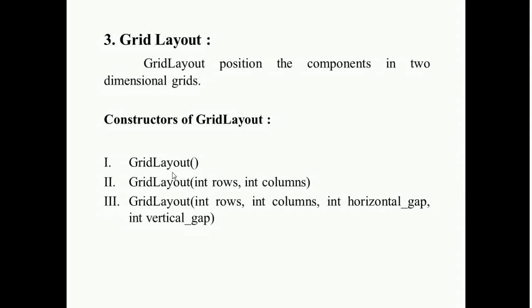Now see the first constructor, GridLayout. This constructor creates a default grid layout with a single row and single column. So the first constructor creates only a single row and single column.